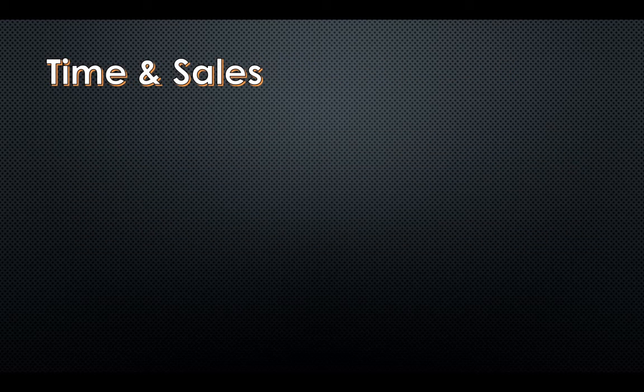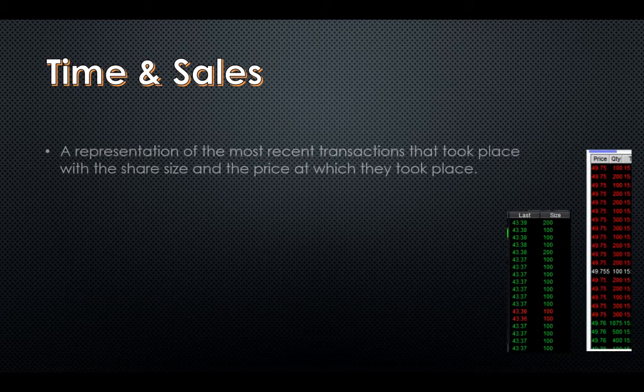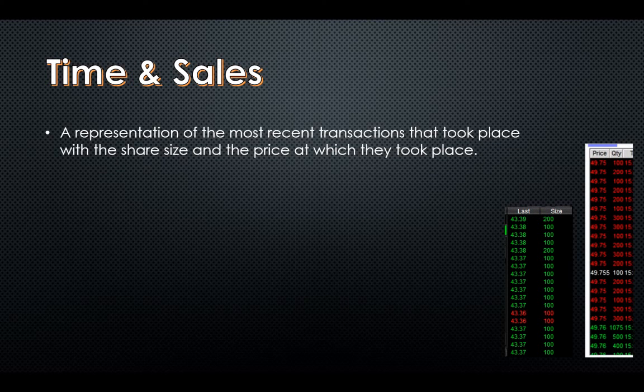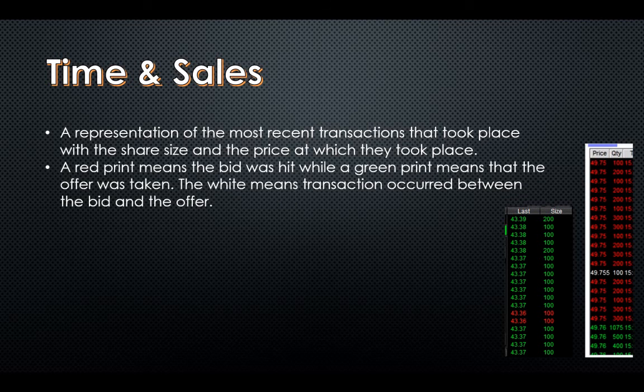Okay, let's now move to something else, which is the time and sales. It is simply a representation of the most recent transactions that took place. A green print means that the offer was taken or a buyer bought those shares by paying the ask price, while a red print means that the seller hit the bid or sold his shares to the highest bidder instead of waiting to be filled on the ask.